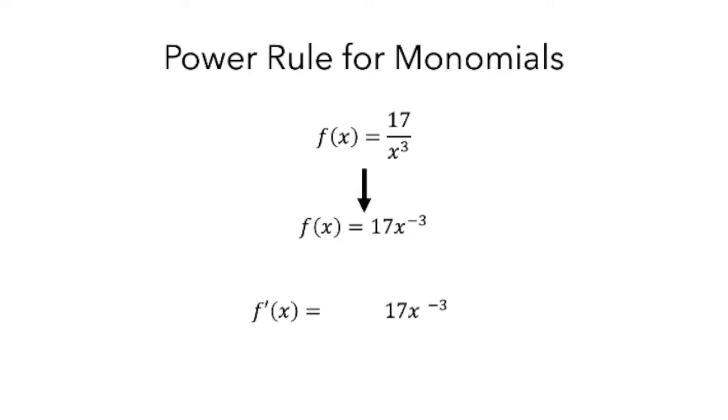Sometimes things don't immediately look like monomials. For example, here's a function that has x in the denominator. In this case, you need to rewrite this to see how it is a real monomial. Remember, an exponent in the denominator can be written as an exponent in the numerator multiplied by negative 1. And then you can apply the rule for monomials, the power rule. Multiply the coefficient by the exponent and subtract 1 from the exponent.